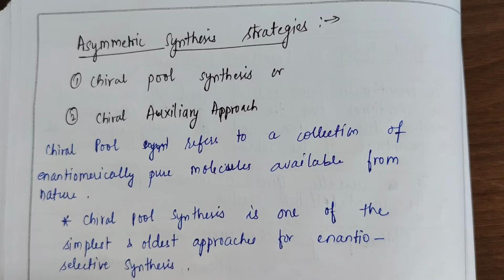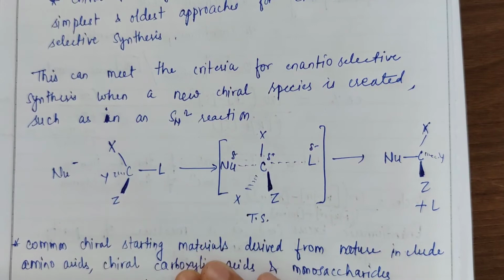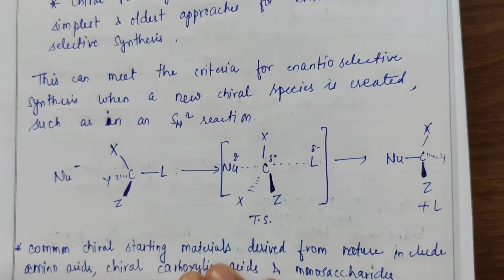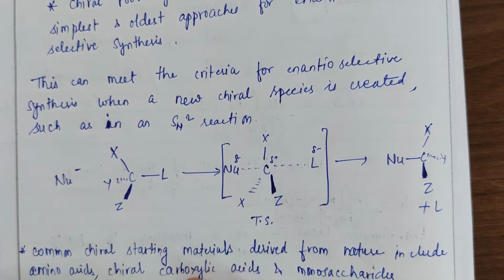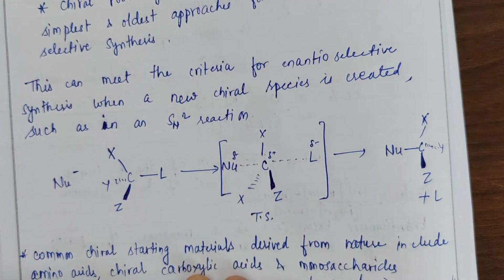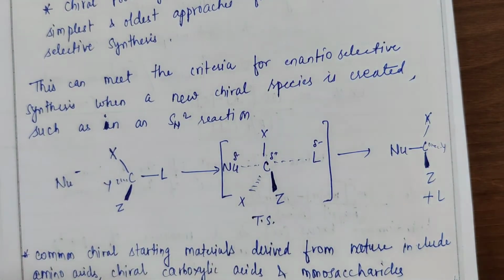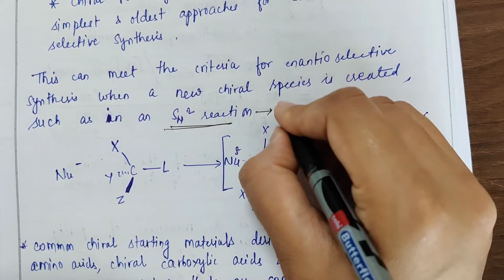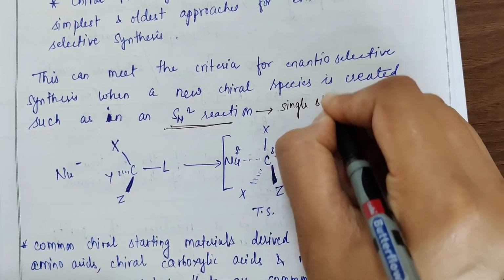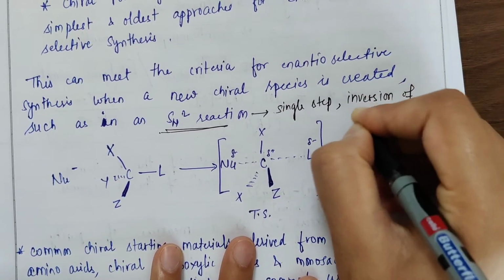Okay, if we have to synthesize some particular enantiomer from a chiral substance, we will have to perform the reaction in such a way that only single product formation is possible. So that kind of product might be obtained using an SN2 reaction. SN2 reaction is a single step reaction and it occurs with inversion of configuration.